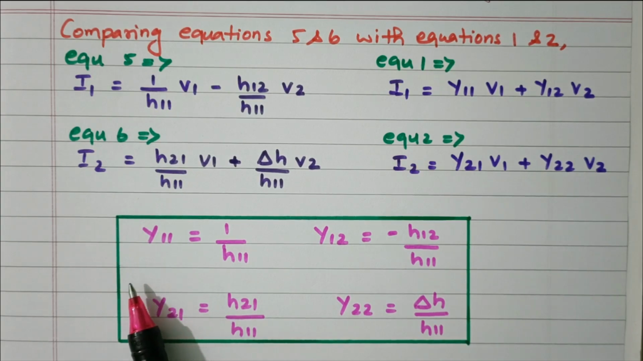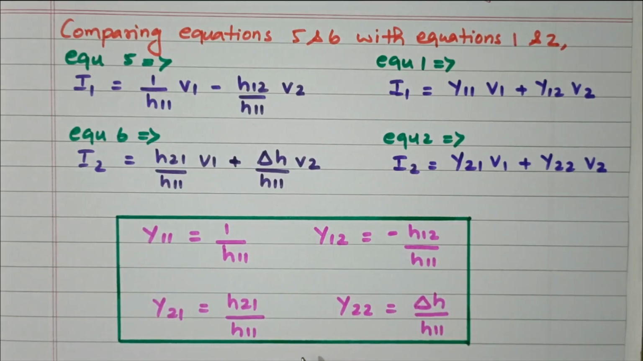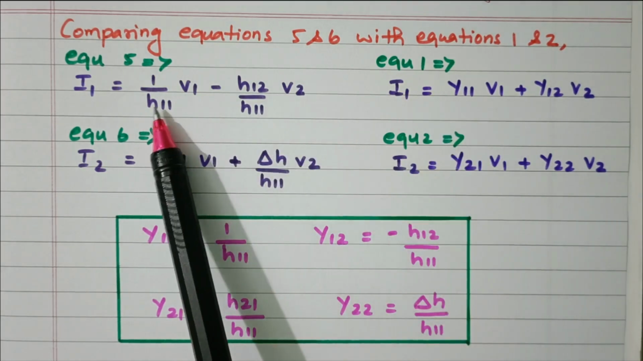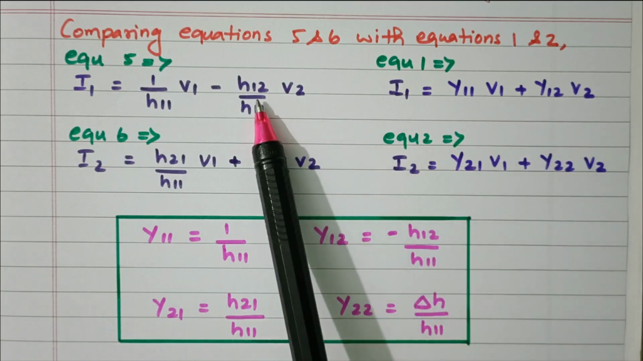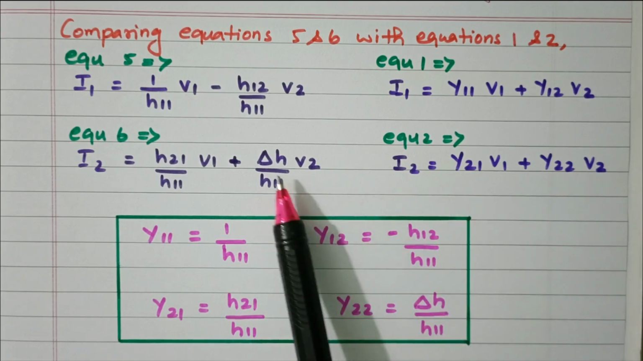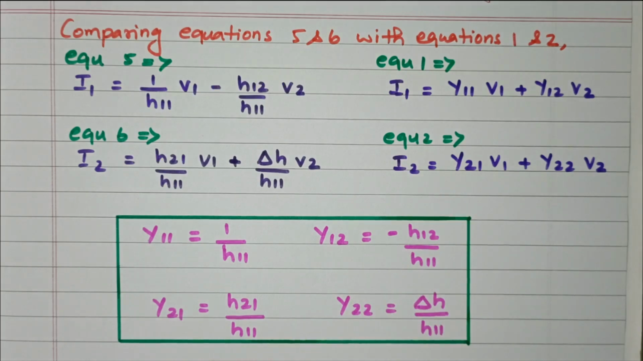Now we got the relation between Y and H parameters. The Y parameters are expressed in terms of H parameters. Right? So here Y11 is equal to this term, Y12 is equal to this term, Y21 is equal to this term, Y22 is equal to this term. By comparing these two, we got this relationship.